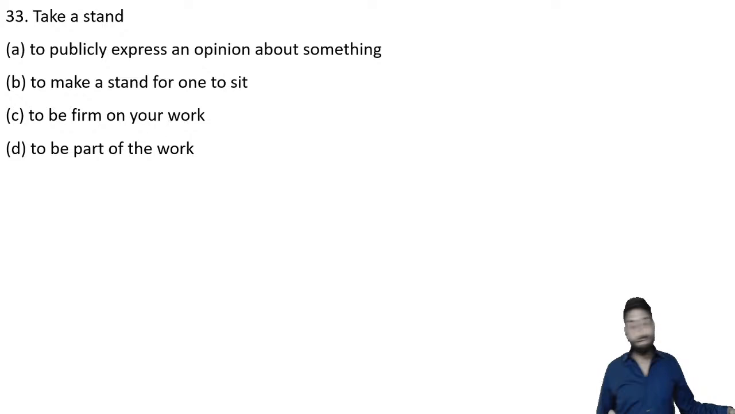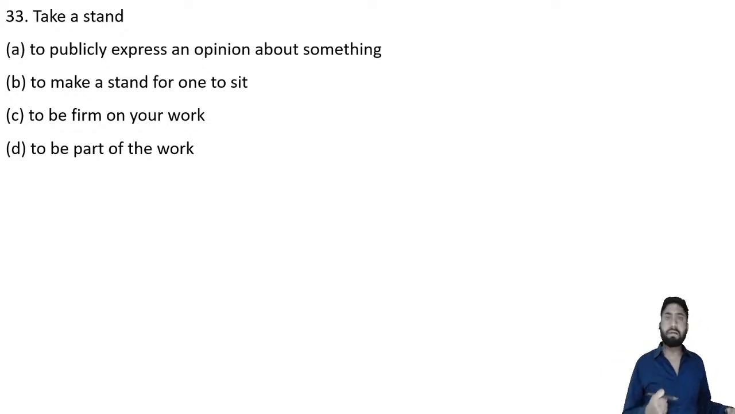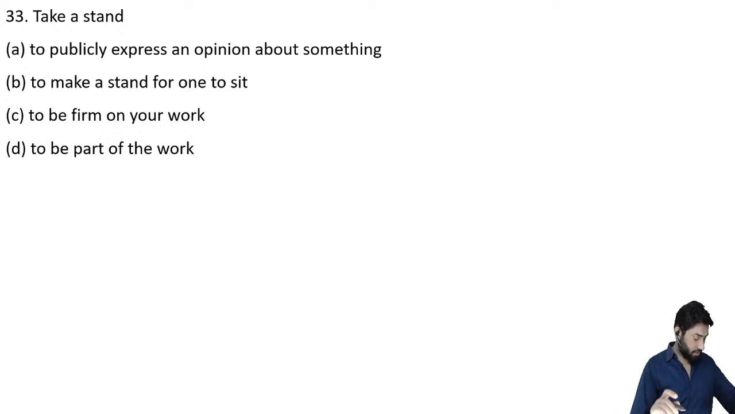Coming back to the next one. Take a stand. When you take a stand, you assert that this is what should be, this is what the right thing is, right? That's what taking a stand is. So 33, look for the options: to publicly... The rest of the options are correct, as far as I can tell. Take a stand, yes, it's all typed correctly.